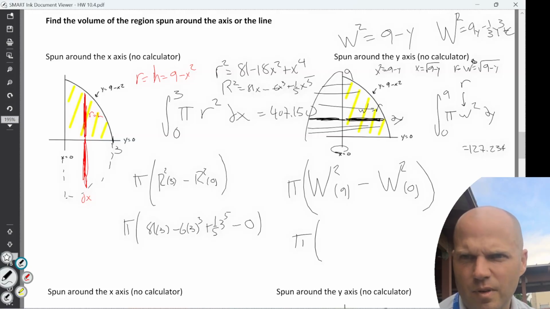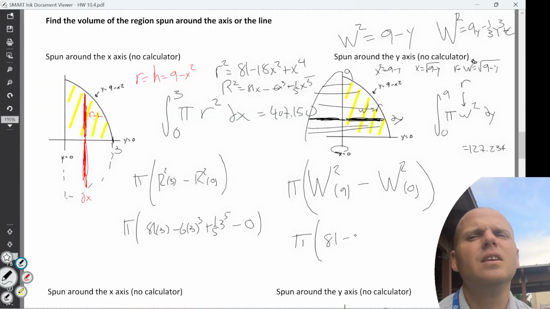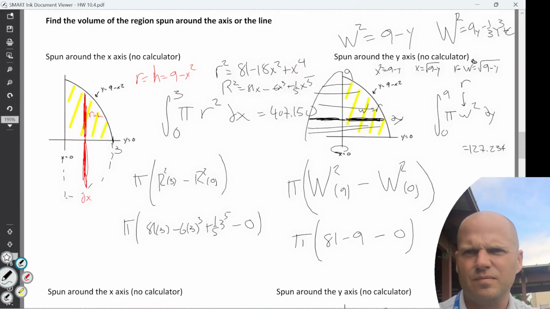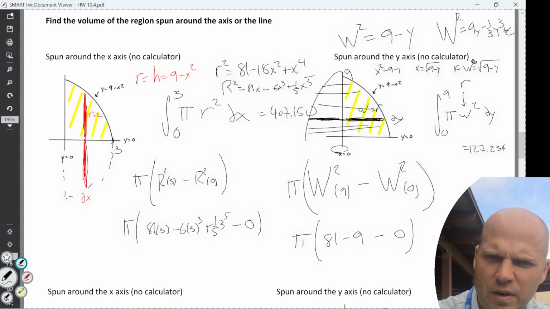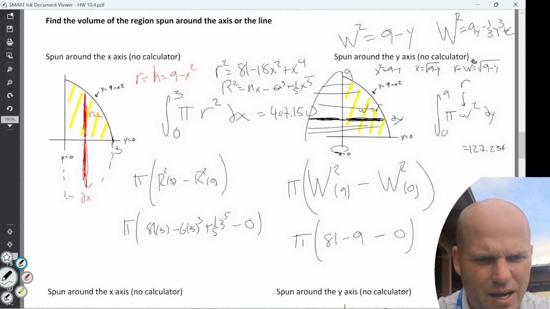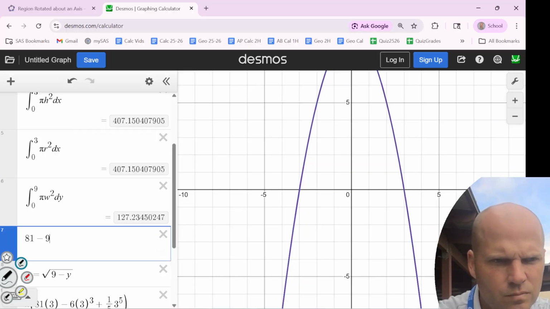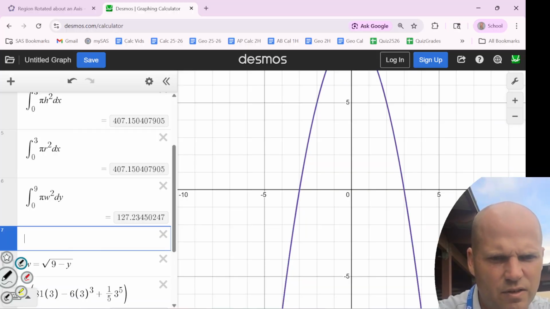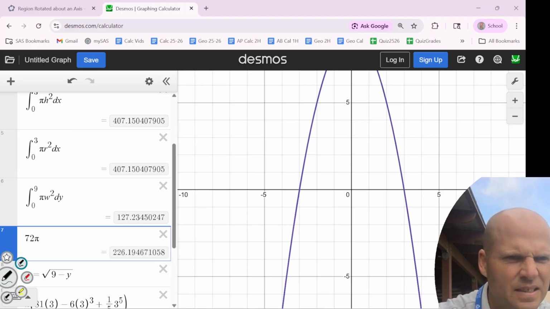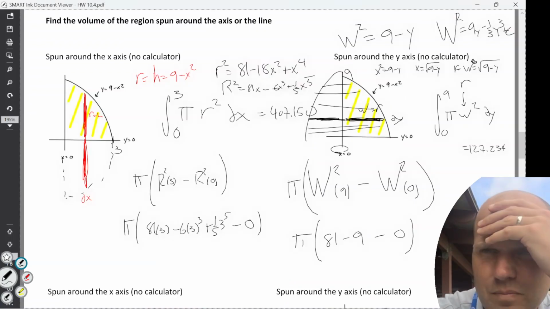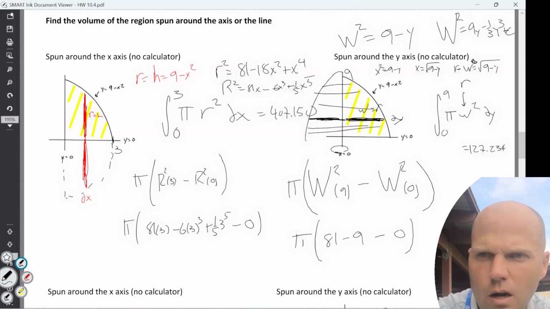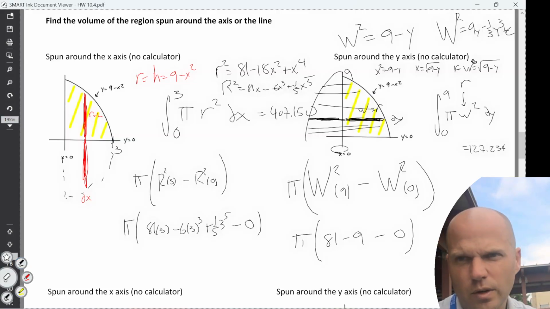So it's actually an easy answer to get because you get 81 minus 27 divided by 3, which is 9, minus 0. 27 divided by 3 is 9. 81 minus 9, pi. 72 pi? Let's see. 72 pi. Now, what did I do? Oh, sorry. 1/2 y squared.